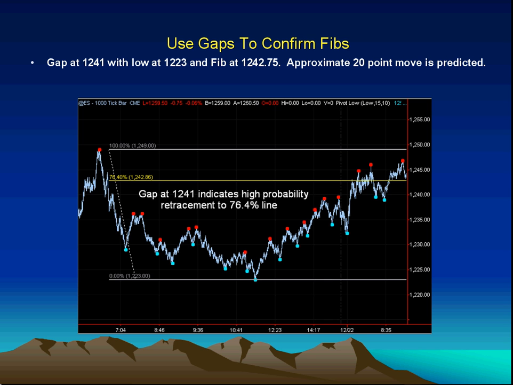Well, if you run that retracement between the high and the low, and you look at where the gap is, which is at 1241, the 76.4% retracement line is closest to that gap. In fact, it's a little bit higher. So if you were able to capitalize on that low, between the low and where the market is likely going to go, that's a 20-point move. I'm sure you could take at least a portion of that and put it into your P&L.